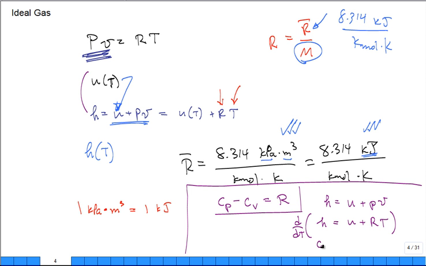dH dT, that's C sub P. dU dT, that's C sub V. Derivative of RT with respect to T is R. There you go, that's the equation. So the difference between the specific heats for an ideal gas is just R. Professor, should that be R bar? You can put R bar on all of them, or you can take them off.